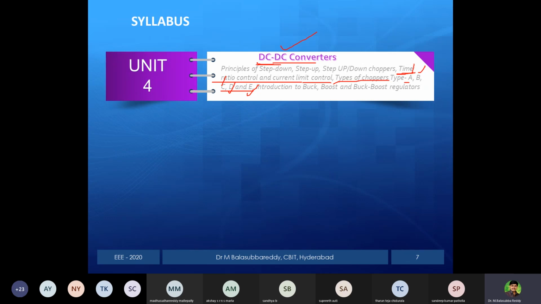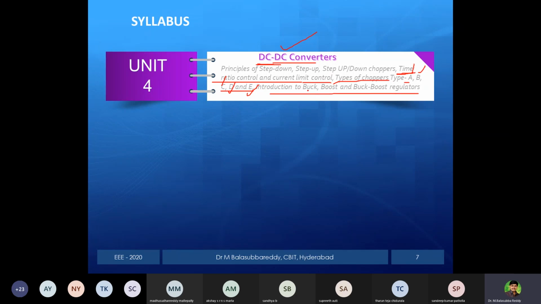So chopper means input is DC. Phase control rectifier means input is AC. Another difference is natural commutation. In phase control rectifier we use natural commutation, whereas in choppers we use forced commutation, because the supply is a DC supply, it never goes natural. Another one is regulators.